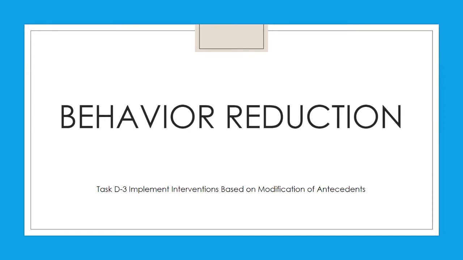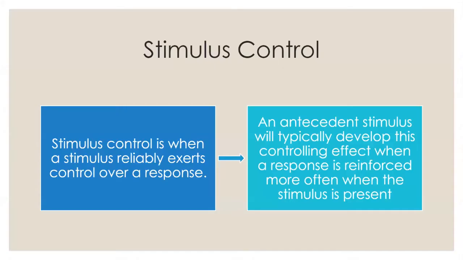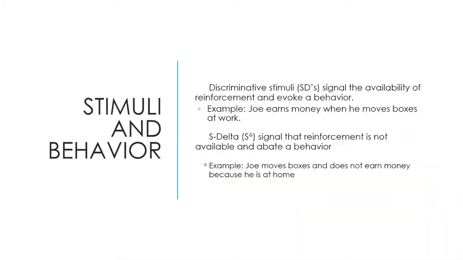Task D3 of behavior reduction deals with implementing interventions based on modification of antecedents. One of the biggest antecedent interventions we want to make sure of is stimulus control. Stimulus control is when a stimulus reliably exerts control over a response. An antecedent stimulus will typically develop this controlling effect when a response is reinforced more often when the stimulus is present. With stimulus control, there are two different types that we need to make sure that we know about.